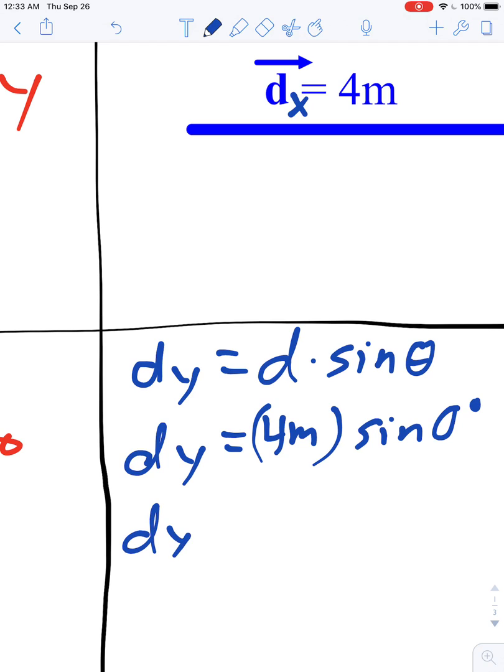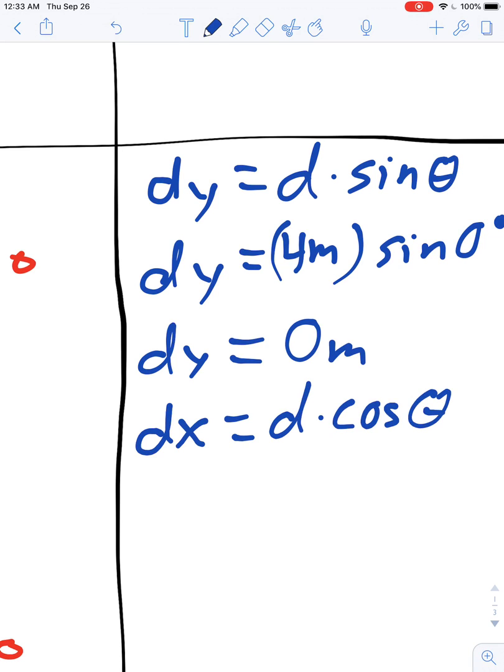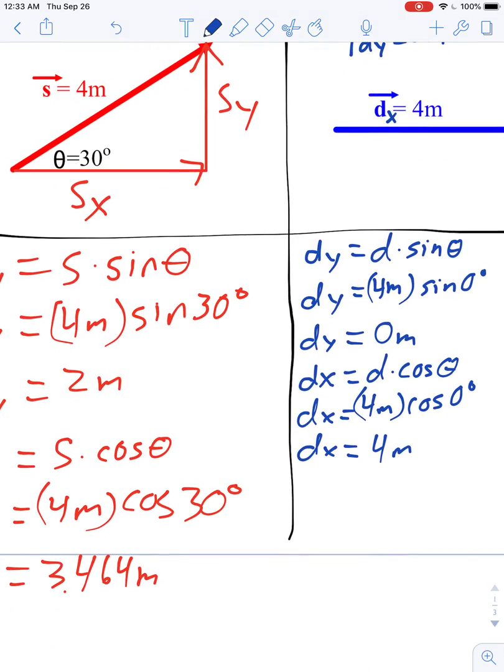Okay, and you may know this already, but the sine of 0 is just 0, so there is no vertical component of vector D. Okay, and again, just so we can see it, if I wanted to do dx, I would just go d times cosine of theta, and so dx would just be 4 meters times the cosine of 0 degrees. The cosine of 0 is actually 1, so we were really just taking 4 times 1. So the horizontal component is just 4. Okay, so I've got all my pieces here.